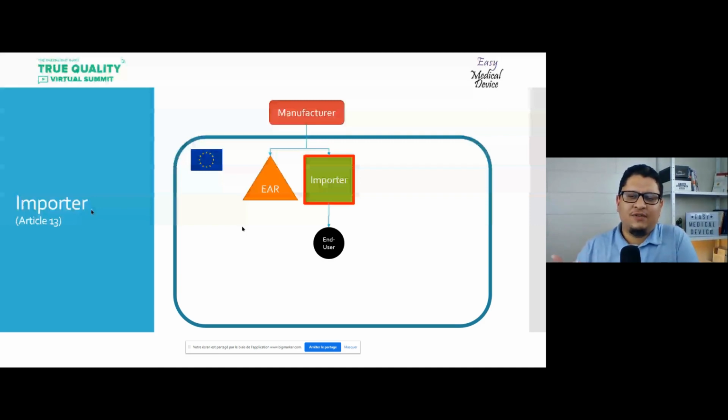So I imagine if this importer is distributing or importing a lot of products in the European Union, he will maybe have a lot of data to carry and a lot of data also to register on behalf of them. And it's also something that is important.